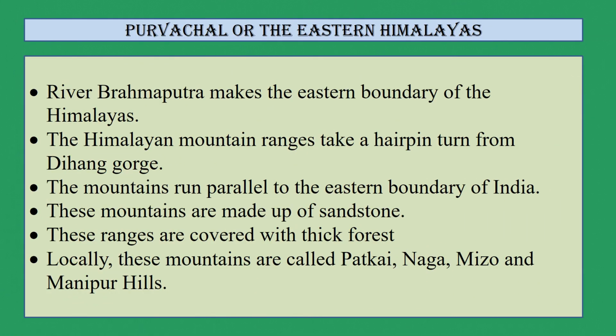After reaching the easternmost boundary of India, the Himalayan mountain ranges take a turn towards south. Brahmaputra river makes the eastern boundary of Himalayas there. This portion of Himalayas is called as Purvanchal or Eastern Himalayas. These mountains are parallel to the eastern boundary of India and they are made up of sandstone.